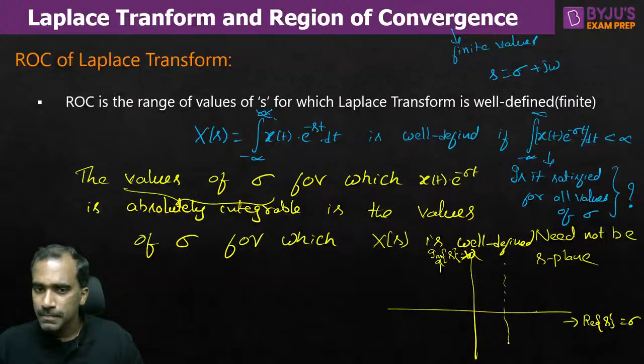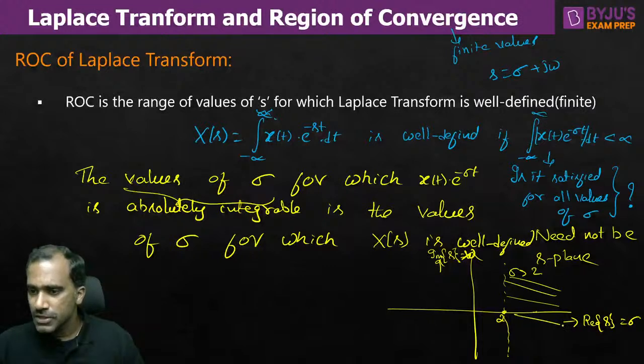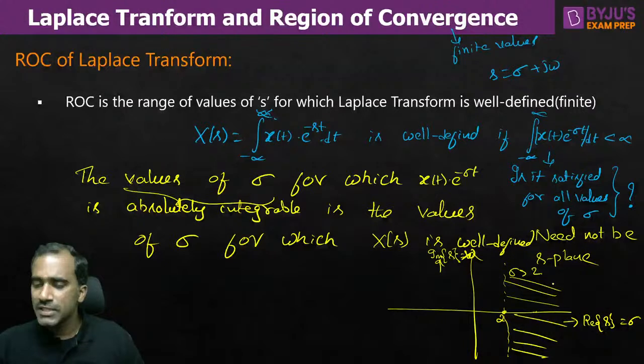For example, let's say sigma greater than 2 is the range that we are talking about. For example, I have given you some signal, and I found that for sigma greater than 2, this condition is satisfied. Then, let's say this is the sigma equal to 2 line. Sigma greater than 2 means it represents this total region. For this total region, the Laplace transform is convergent, or well defined. So that is why the name region of convergence.